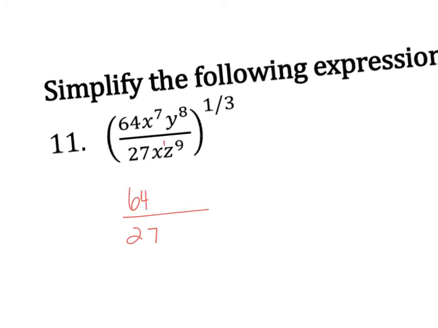And then I notice that I have an exponent of 1 here on my x's, and I have x to the 7th over x to the 1. So I'm going to subtract my powers. I get x to the 6th. And then there's no more y's and no more z's, so those are just going to stay the same.